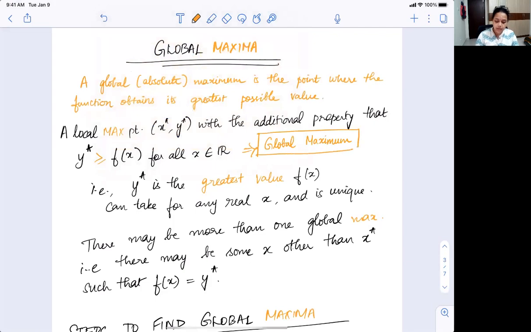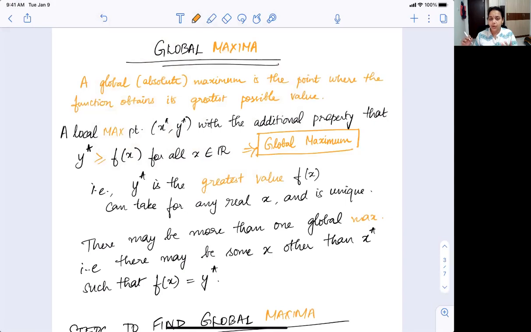And sometimes there may be more than one x value which will give you the global maximum point. And that x may or may not necessarily occur at a critical point. And once you see a few graphs, this becomes easier to understand. But for now, all I want you to take away is that a global or absolute maximum is the particular point in the function where the function achieves its greatest possible value.